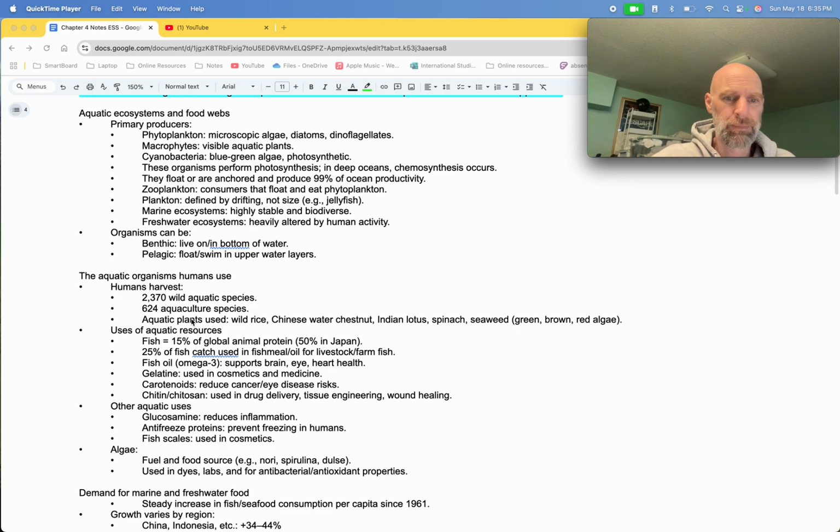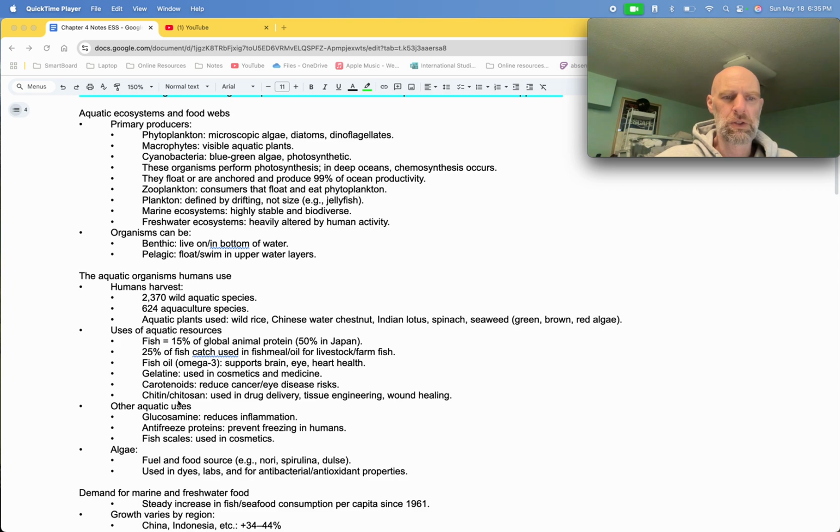So, gelatin, used in cosmetics and medicine. Yep, we get that from fishies. Carotenoids reduce cancer and eye disease risk. Chitin and chitosan are used in drug delivery, tissue engineering, and wound healing. Chitin also, I think, was used in M&M shells, too, but you might have to ask RFK about that.